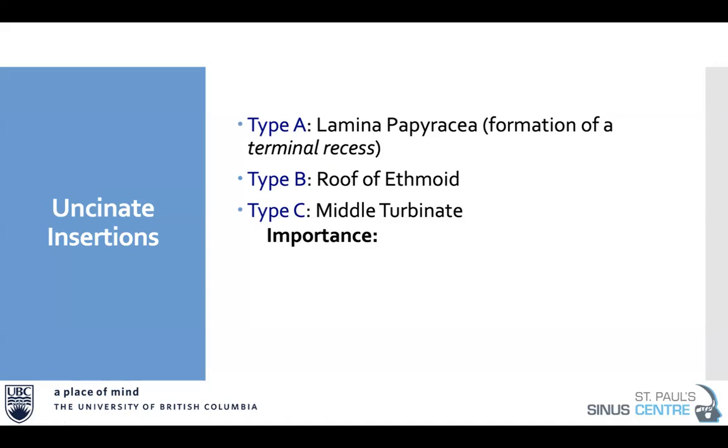So when you look at the uncinate insertions, in the books, you have three types, type A, type B, type C. Type A is the most common in about 70% of patients. But what you need to realize is that all these three types of uncinate insertions exist in every patient, depending on which coronal cut you look at. So don't be too focused on saying it's a type A, because it may be a type A in one cut and a type B in a different cut, and a type C in a third cut.